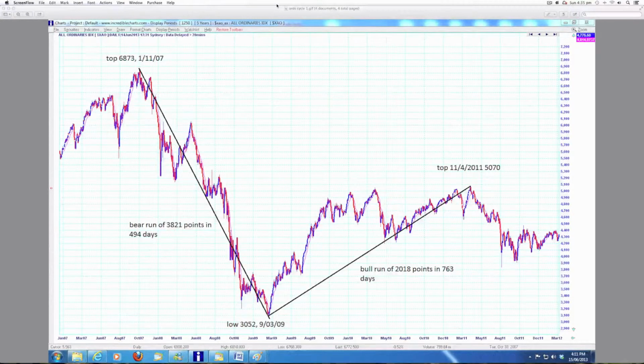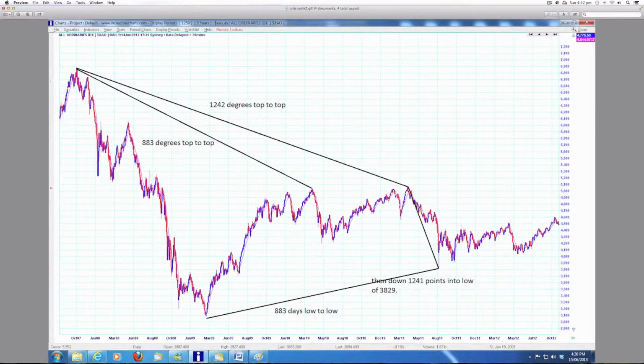So anyway, enough of the philosophy, getting back to the chart, we had a nasty run of 3,821 points in 494 days, less than a year and a half. Please write those numbers down. They're going to be very important going forward. We had a low of 3,052 in March 09, which is a strong date in itself, but I won't go into that in this video. Then we had a bull run up, 2,018 points in 763 days. Once again, write those numbers down, please. Alrighty, we've moved on to the second chart.